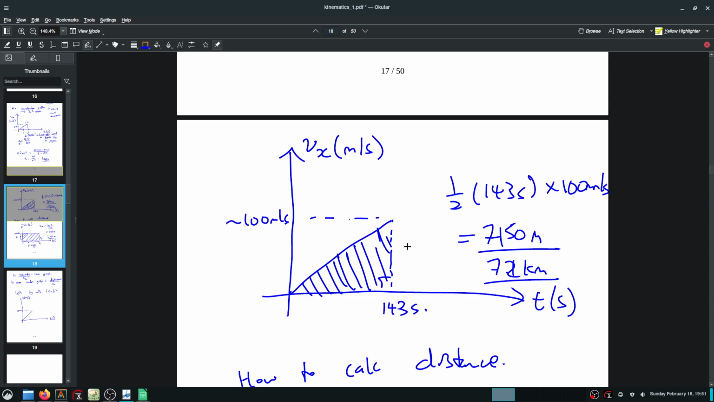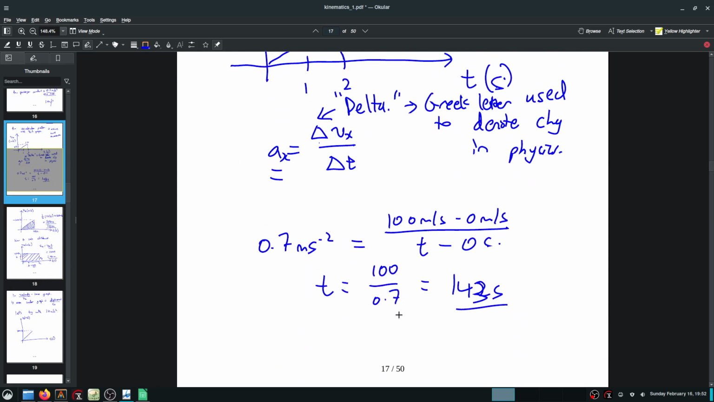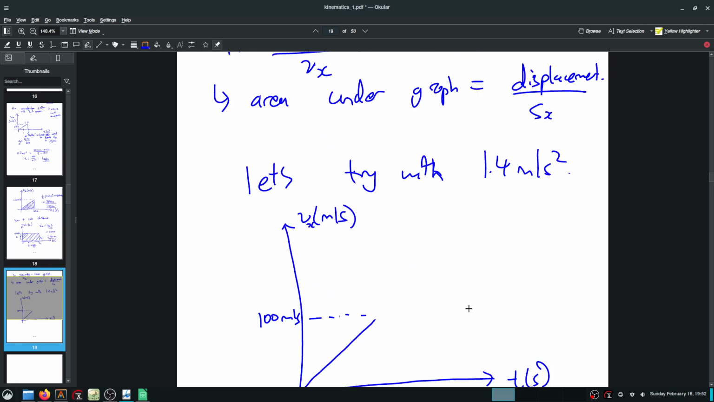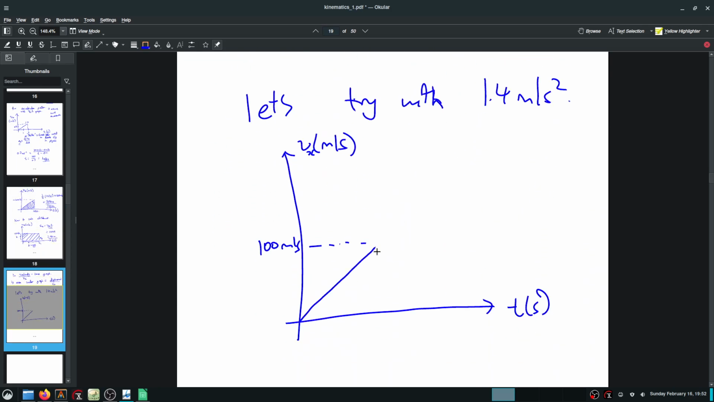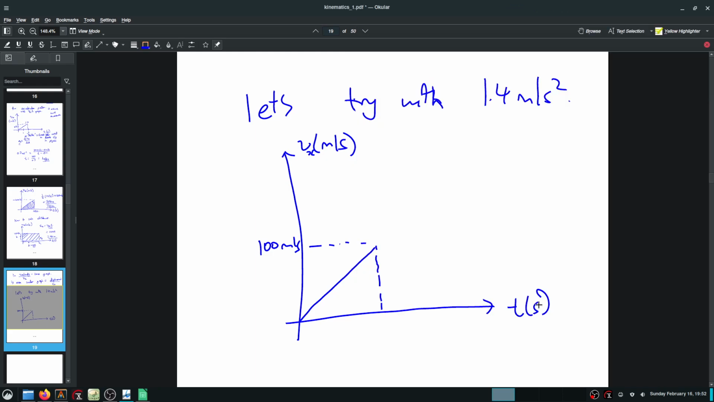The time taken will likely be half of this, because we already calculated this before: 100 over 0.7. Now 100 over 1.4 will be half of that, so about 72 seconds, give or take. If you want to be more accurate, just divide by 2, which gives 71.42, about 71.5. I'm just going to use that.